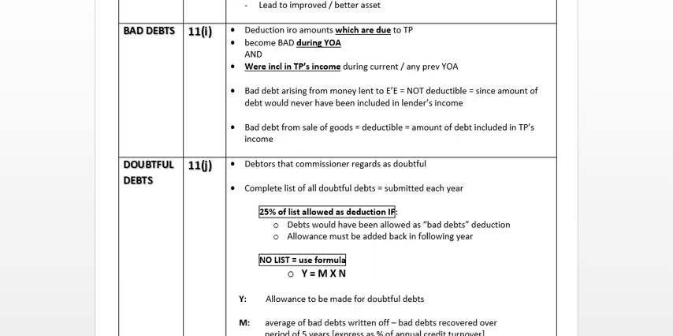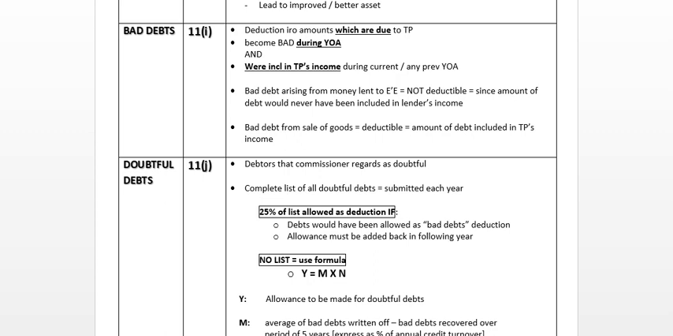Okay, bad debts, Section 11(i). Deductible in relation to amounts which are due to the taxpayer, become bad during the year of assessment, and where it's included in the taxpayer's income during the current year of assessment or any previous years of assessment. So the bad debts arising from money lent to an employee are not deductible, since the amount of the debt would never have been included in the lender's income. So bad debt from the sale of goods is deductible, the amount of debt included in taxpayer income.